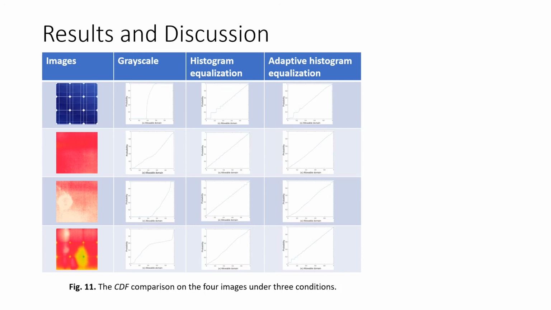Figure 11 shows the CDF comparison of the 4 images. It indicates that the thermal imaging technique provides a more linear CDF compared to the RGB image. Moreover, the CDF under the grayscale of both defective solar panels is not at all similar to a non-defective sample.